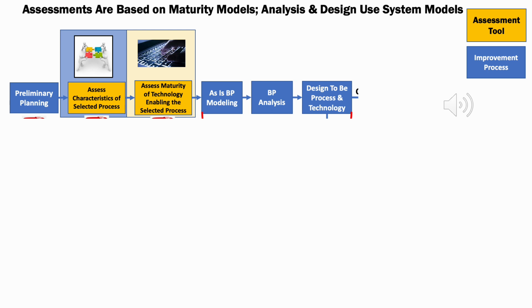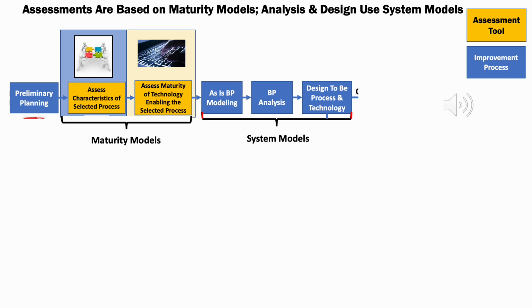Our improvement methodology includes two types of models. We use maturity models to assess our current, or as-is, capabilities, and we use system models for detailed analysis of as-is and the design of the desired to-be capabilities.